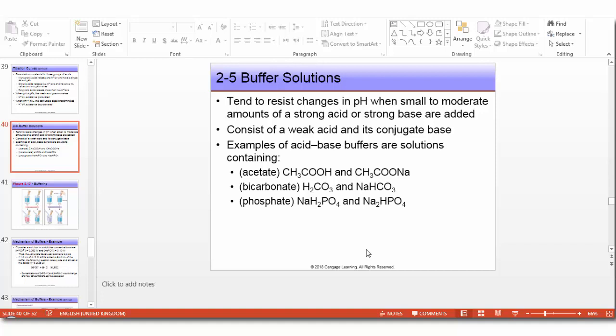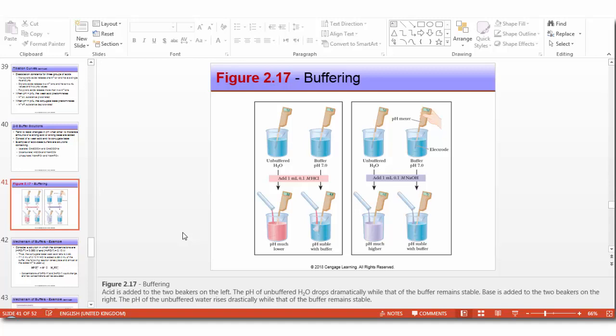Now, examples of acid-base buffers are the following. Here we have the acetate buffer, a solution of acetic acid and its salt; the bicarbonate buffer, carbonic acid and bicarbonate; and the phosphate buffer, which consists of these 2 salts in solution. How do buffers work?